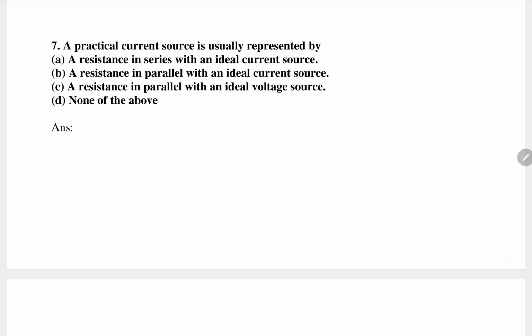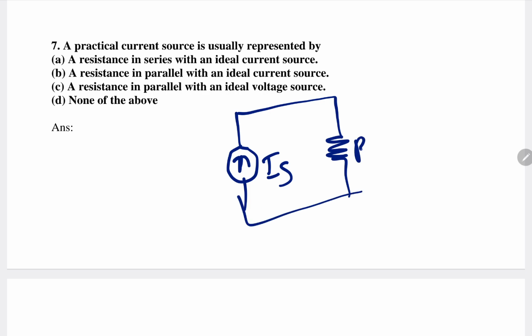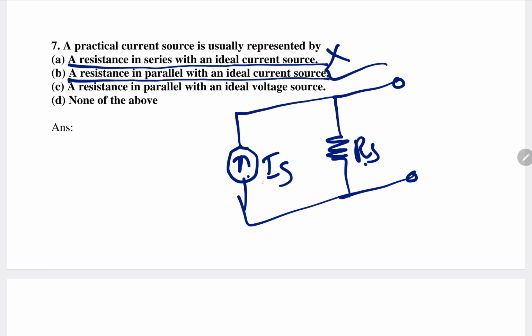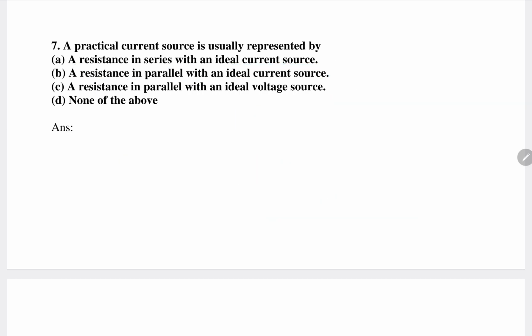Next, a practical current source is usually represented by, again, practical current source means it will have some internal resistance. So the current source is connected in parallel with the internal resistance. This is known as a practical current source. A resistance in series with the ideal current source? No. A resistance in parallel with the ideal current source is the correct answer. So the answer is B. Let us see the next question.